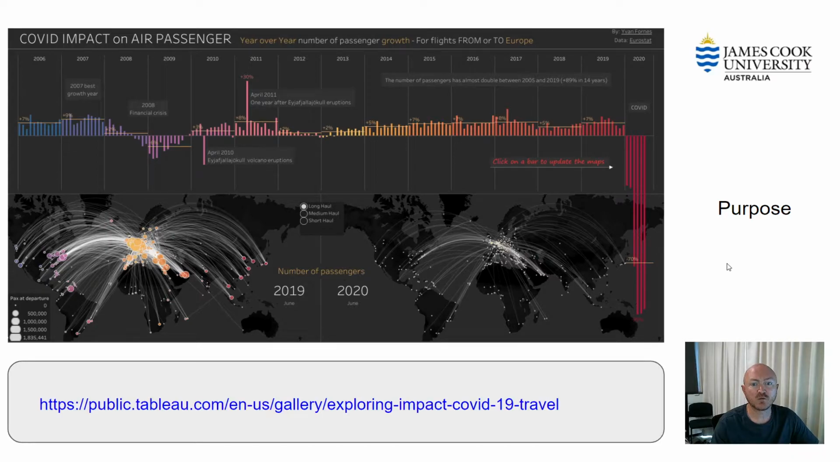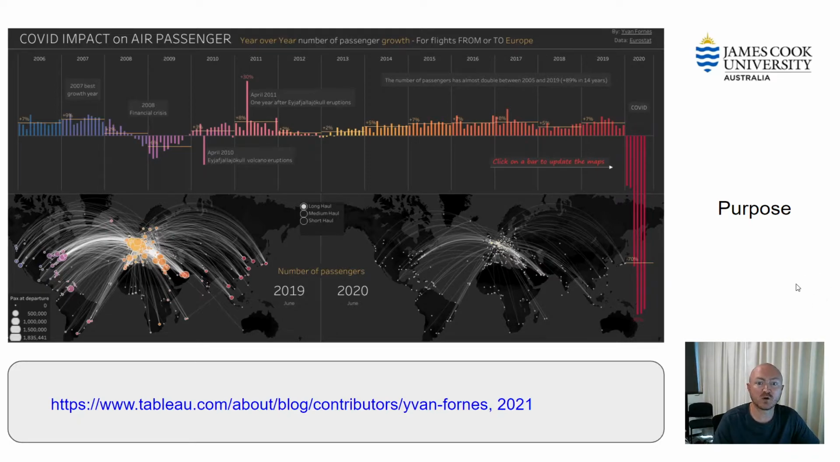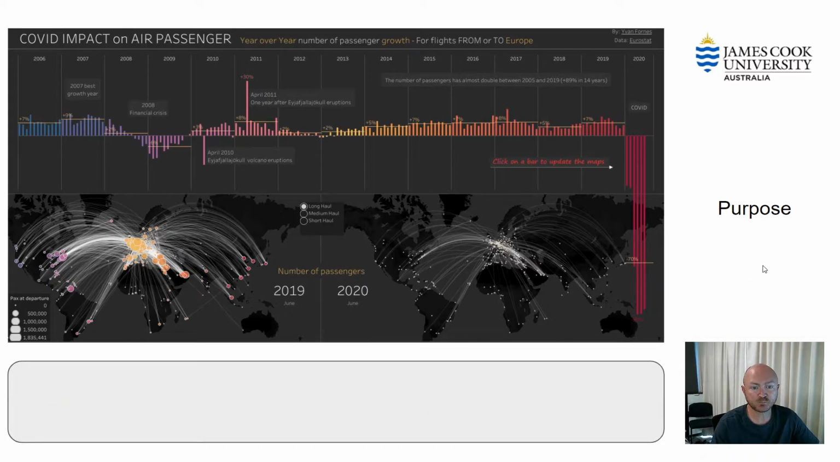The creator of this visualization is Ivan Forns, and according to his Tableau public profile, Ivan has an extensive history in the travel and airline industry and is currently an analytics and business consultant at Amadeus, the leading IT solutions provider for the global travel industry. Ivan helps airlines to detect revenue opportunities by analyzing and visualizing data.